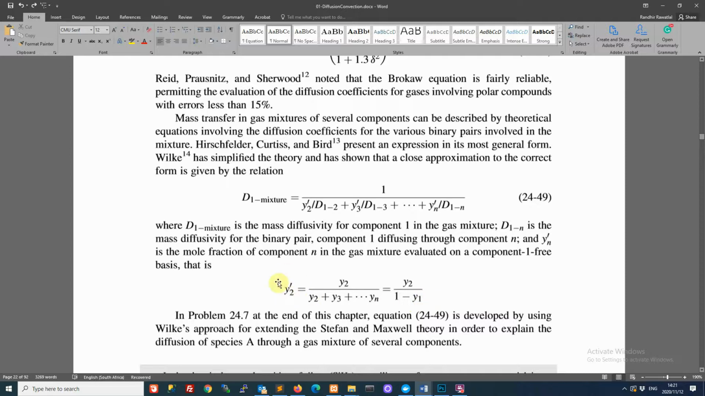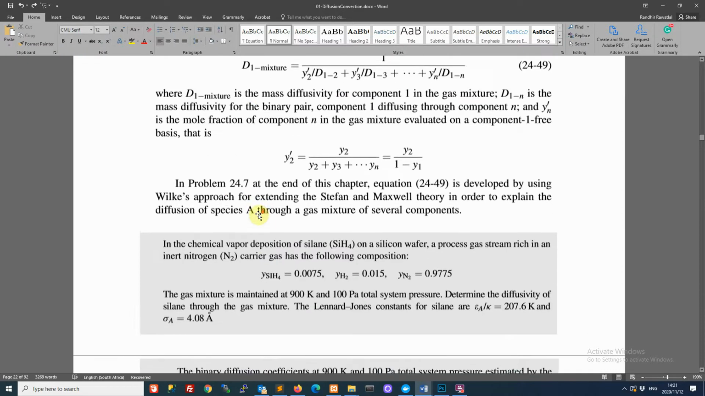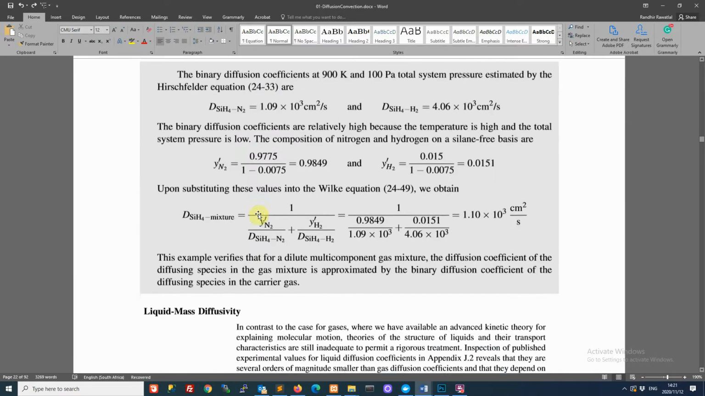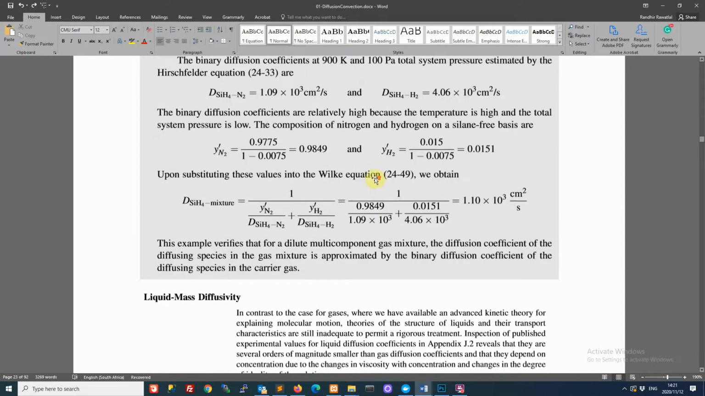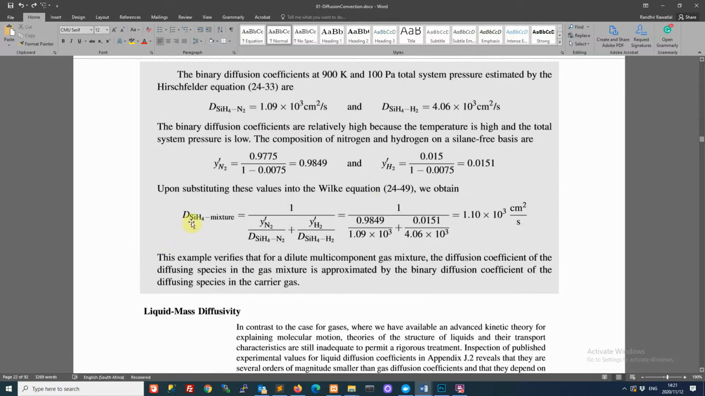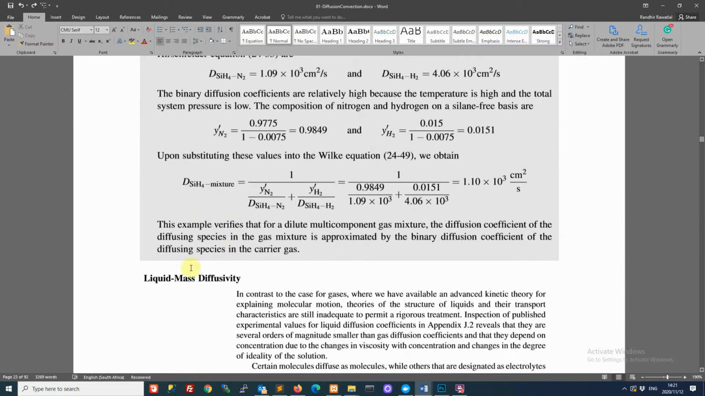So we compute all the y dash values, and then we use that with the binary diffusivities in this way, and then we get the mixture diffusivity. And as we noted, this gave fairly good estimates of the mixture diffusivity. Right, so that's how we can estimate diffusivity for a mixture of components in a gas. That all applied there.